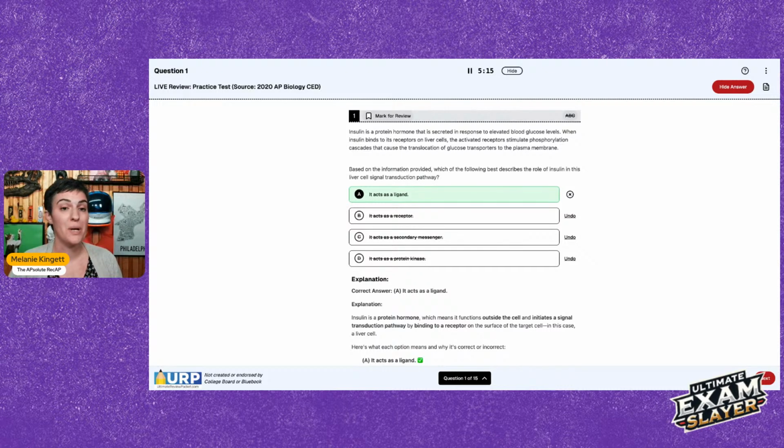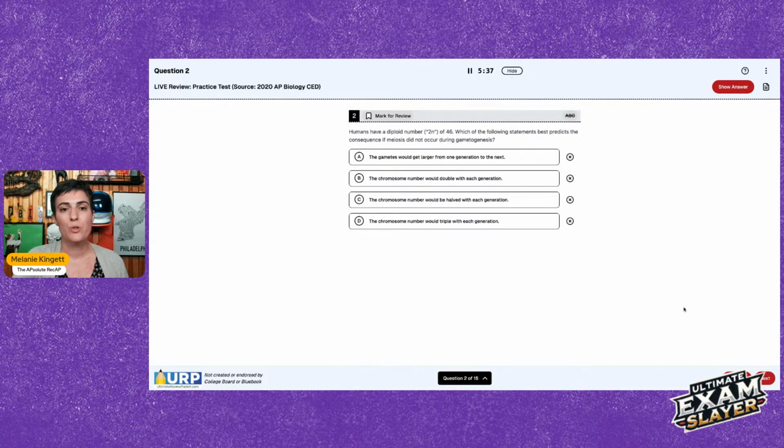Protein hormone implies that it is going to be unable to diffuse through the membrane. If this had just said hormone, the answer would still have been ligand, but we would need more information because hormones could be steroid hormones, which are lipid, which can diffuse. So the protein was a really essential piece of this information. So that's question one. We're going to move on to question two.